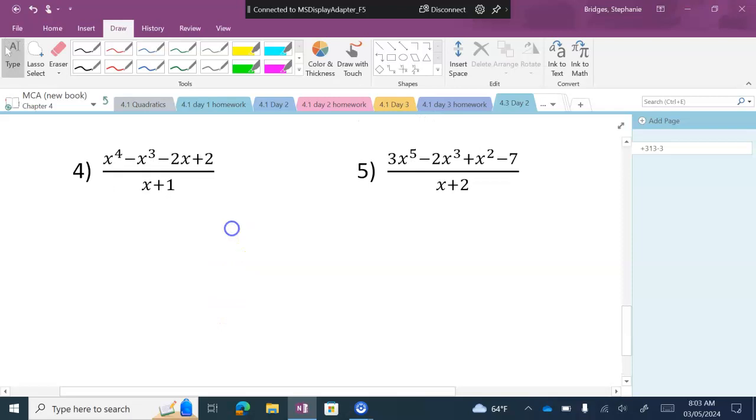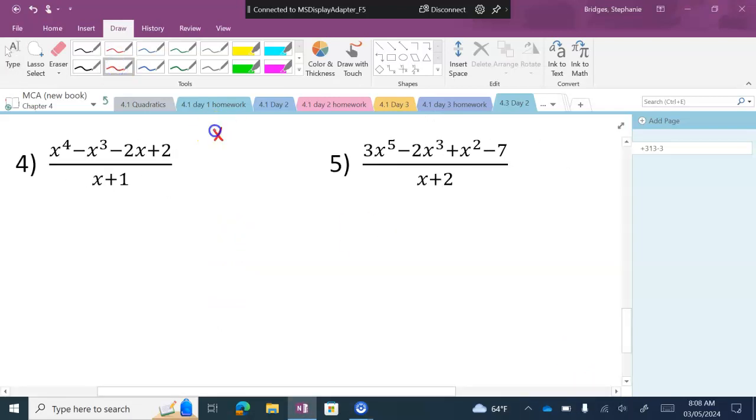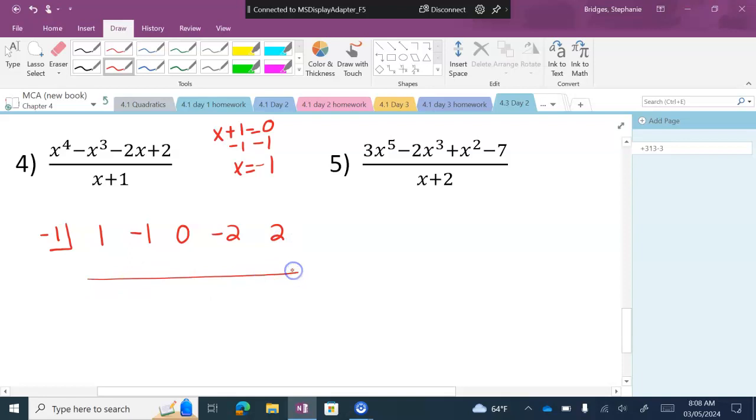All right, try 4. Again, negative 1, and then we get that from just solving for the divisor. And then I have a 1x to the 4th, a negative 1x to the 3rd. What about my x squareds? That is 0. And then a negative 2x and a positive 2. Remember, first number always comes down, and then we multiply. Negative 1 times 1 is 1. We add.